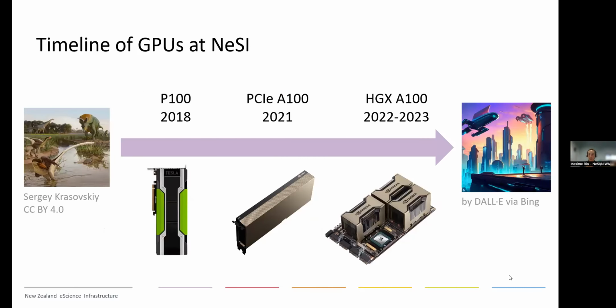This being said, now let's introduce our GPUs. So apologies, the timeline is not at scale, but I think you get the idea. In the past, we had in 2018 the first GPUs on the platform, the P100 GPUs, and then a few years later, we had the chance to acquire a bunch of PCIe A100 in 2021, and the most recent additions are the HGX A100, which have been put in production between 2022 and this year, 2023. And now we'll review a bit the characteristics of each of these three GPUs and see how they differ and what are their different strengths.